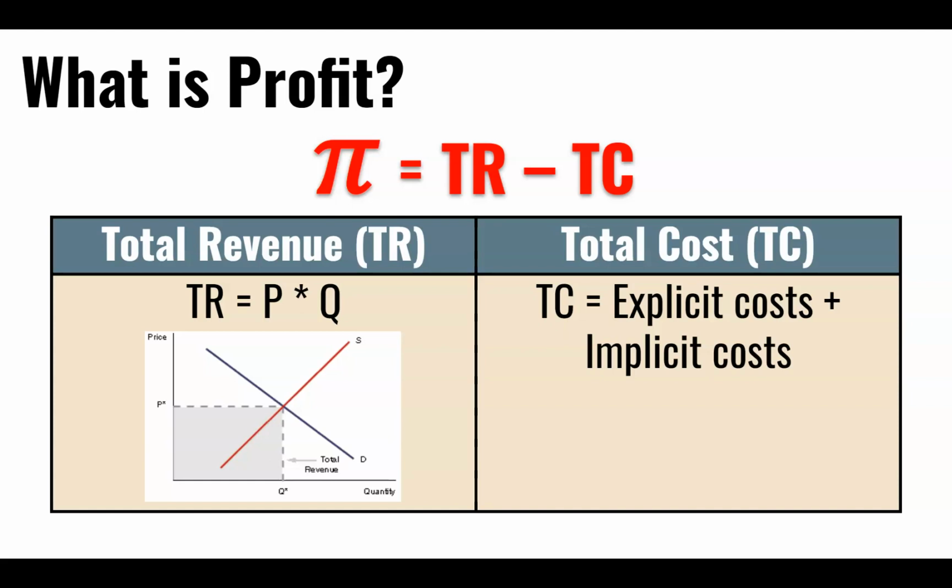If your profit is positive, then you're essentially making more money than you started with. If you have a negative profit, that's an indication of a loss. So positive profit equals a gain, negative profit equals loss.